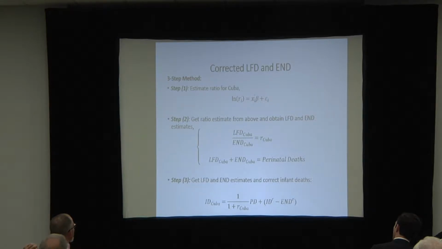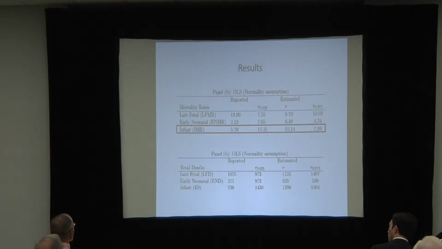And then at the end, you get this nice reduced form of how the estimate for the infant deaths, the ID there, should look like. This is all a function of things that we can get from the Cuban statistics. We get the ratio from the first step, and perinatal deaths we can get by assumption that they're correctly specified from the Cuban statistics, and then the other ones as well. Now, what are the results?